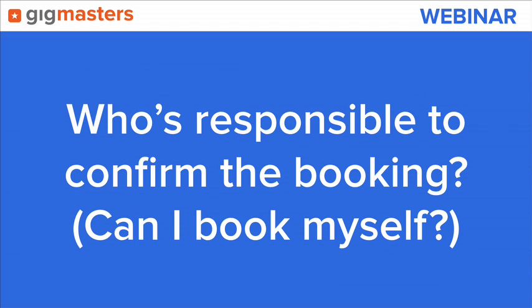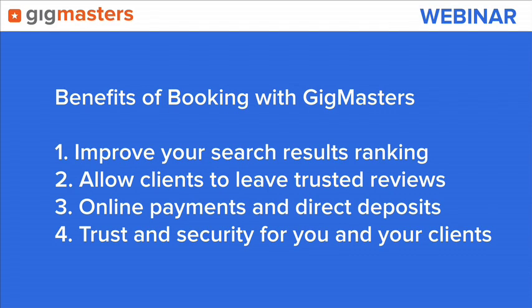So who is responsible for confirming a booking once you and the client have come to an agreement? You certainly can book yourself. It is the member or the vendor's responsibility on GigMasters to make sure that all GigMasters clients who found you through GigMasters are officially booked through GigMasters. There are a number of ways that you can go about confirming a booking and even verifying, giving us a call to see if that client had come through GigMasters. We're always happy to look that up for you.